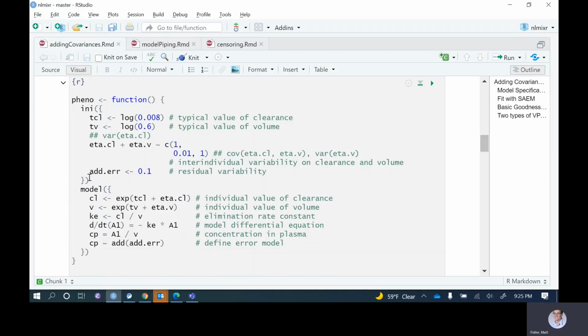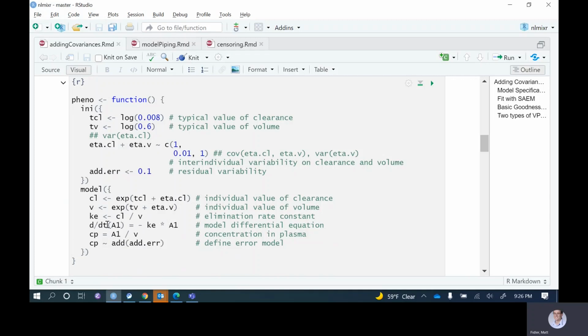We'll also assume additive error with this residual variability. And then we put the relationship between the typical and the between subject variabilities and the actual parameter here. So for example, clearance would be the exponential of the typical value plus the between subject clearance deviation, or eta. And we have our volume, which is also log normally distributed. And we have our elimination, which is our clearance divided by volume.